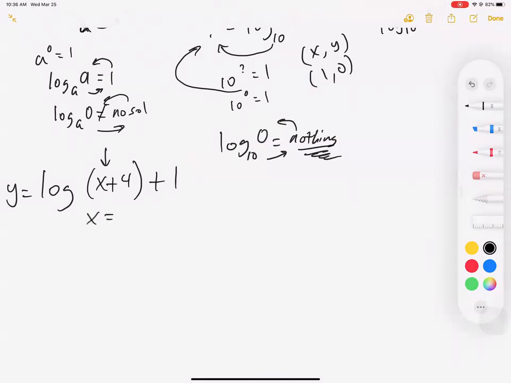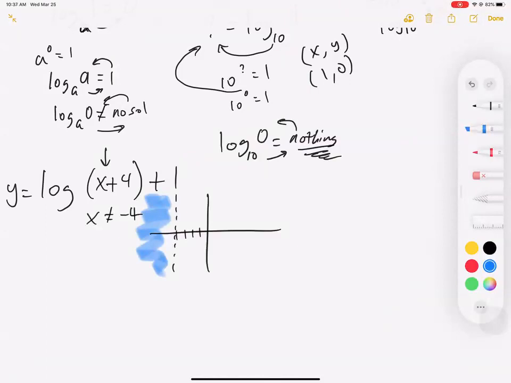So x can't be -4. And that's the asymptote, where everything goes south. So we know the graph does not exist here. The graph is on the right side.